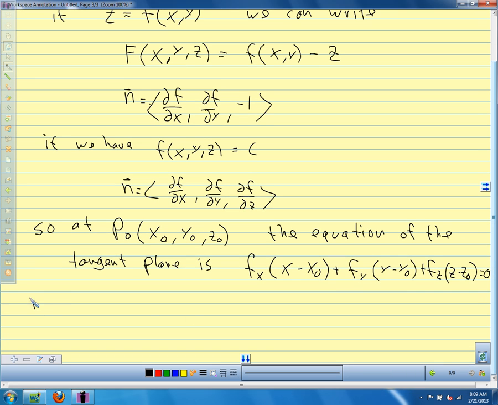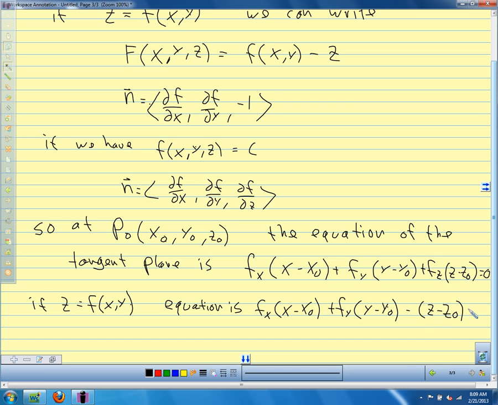And if z equals f of x y, we're just going to use the other representation for our normal vector. Our equation is f sub x times x minus x0, plus f sub y times y minus y0, minus z minus z0, equals 0. So now we have an easy way to find the equation of a tangent plane.